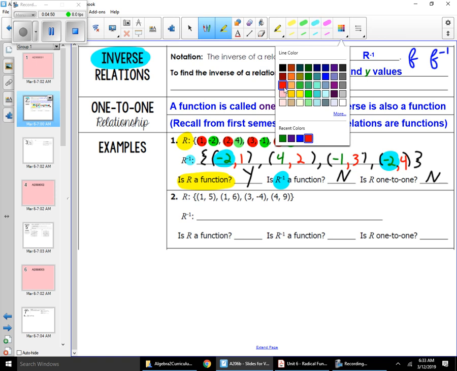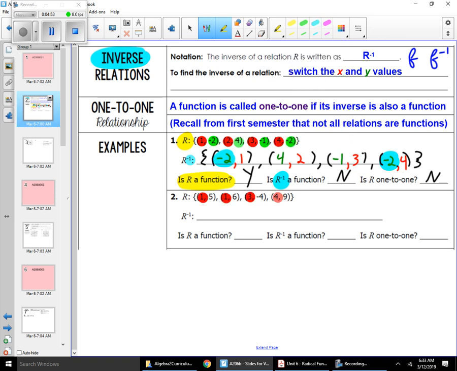Go back to the same methodology here, letting those x values be red and those y values be green. In order to get the inverse relation, again, we are just switching those values. So what used to be y values, 5, 6, -4, and 9, those are now x values. And what used to be x values, 1, 1, 3, and 4, those are now y values. So switching our x's and y's there.